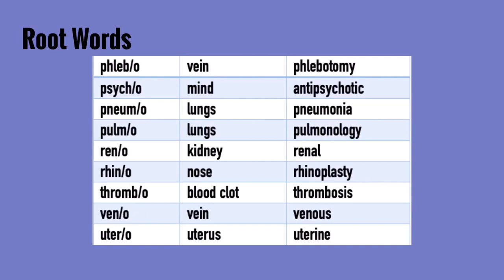Pneumo is related to the lungs, just as pulmo is related to the lungs. So pneumonia versus pulmonology, you can interchange them and use them both to refer to the lungs. Reno is referring to the kidneys again, so renal. Rhino is referring to the nose, so a rhinoplasty. Thrombo always refers to a blood clot, so thrombosis. Veno refers to veins again, like venous. And then utero refers to the uterus, such as uterine.